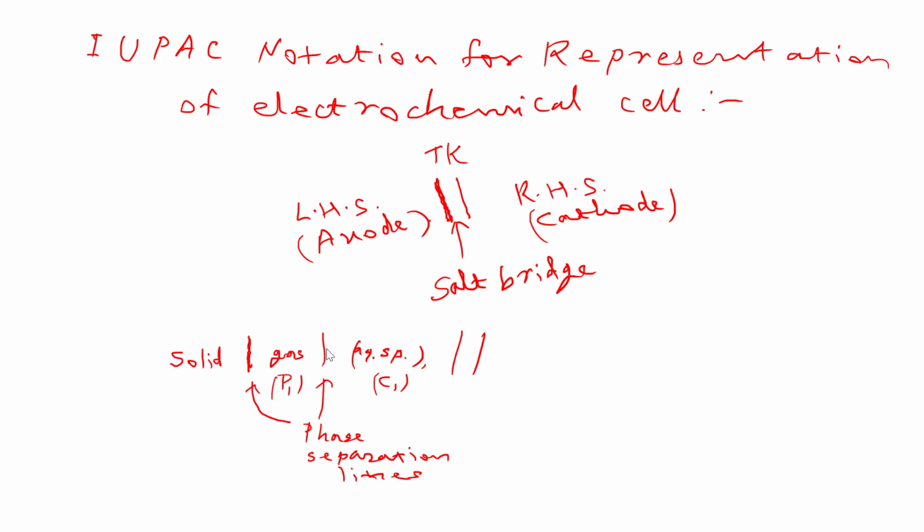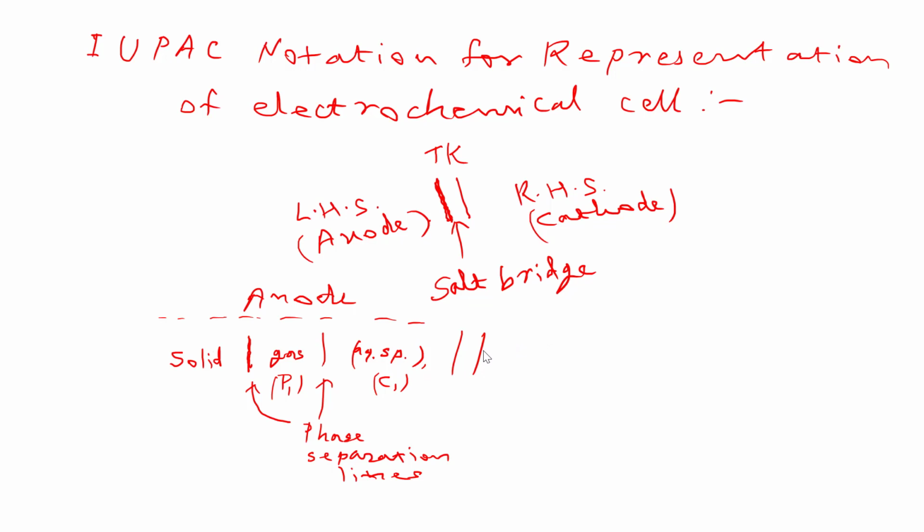So that's why we are saying these lines are phase separation lines. And similar to this, all is the anode half cell. In the left hand side of the salt bridge is the anode half cell, or we can say the anode part. Now similar to this, in the right hand side we are mentioning the cathode.